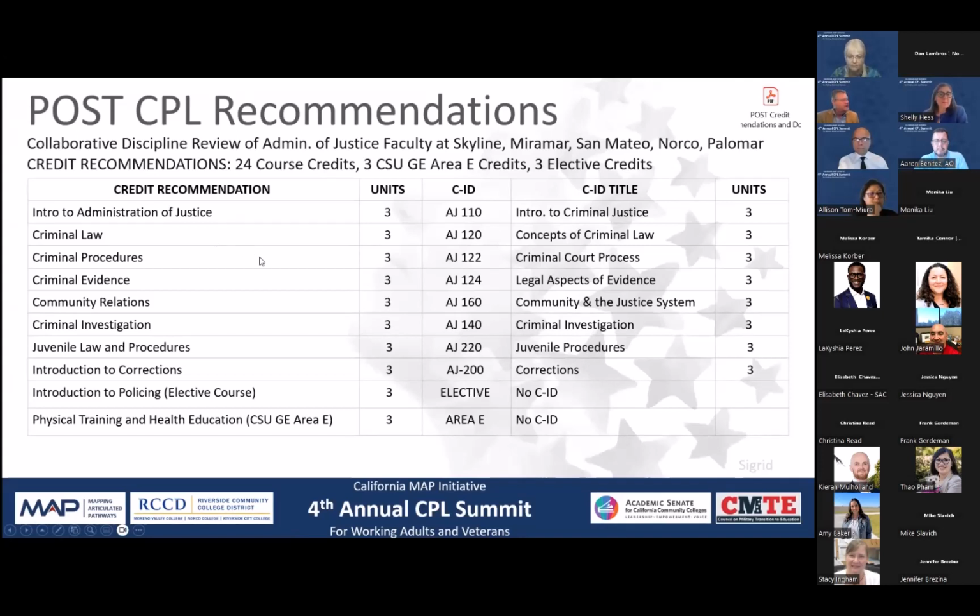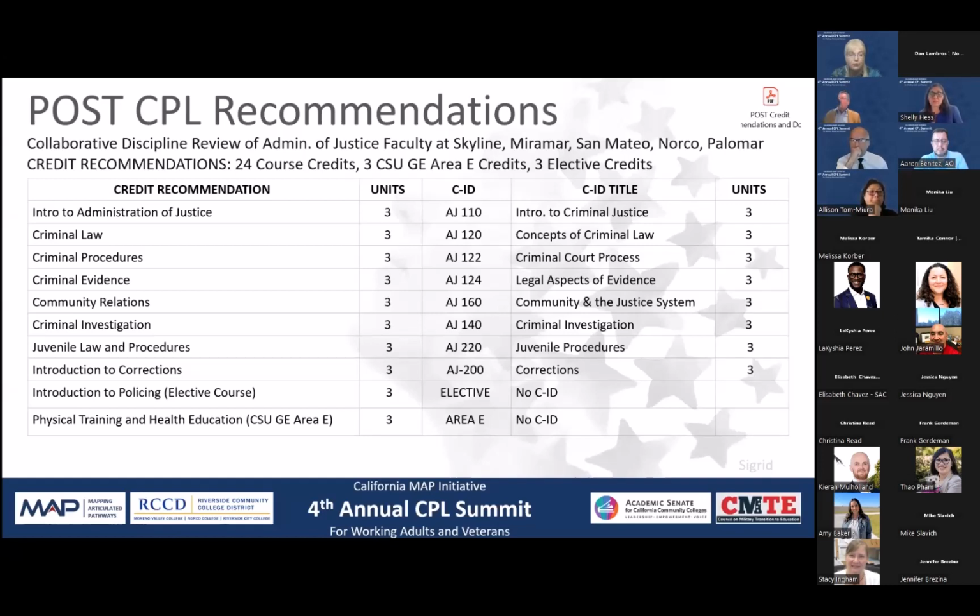Dr. Williams, can you jump on here and talk about POST CPL recommendations? Oh, welcome to do so. Good morning, everyone. An ADJ state work group was formed back in March of this year. I was one of two facilitators and a subject matter expert in this field.